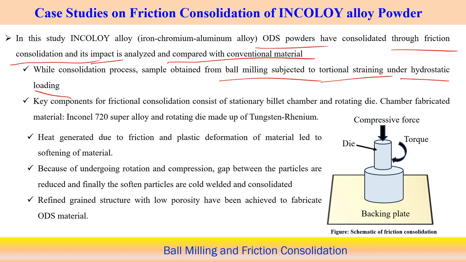So the key components for friction consolidation are a stationary billet chamber and a rotating die. These two are there, and the chamber fabrication material is Inconel 720 superalloy, and the rotating die is made up of tungsten rhenium. So basically these two different materials are used for the rotating die and the billet chamber.